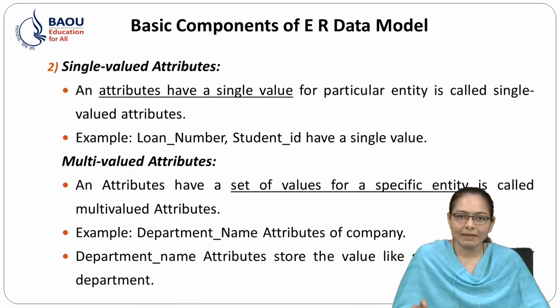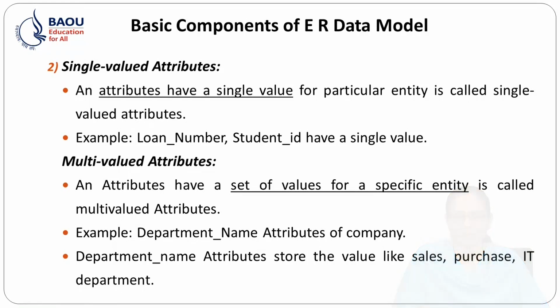Now what are multi-value attributes? Attributes that have a set of values for a specific entity are called multi-value attributes. For example, the department name attribute of a company stores values like sales, purchase, IT department, etc. It is a multi-value attribute. The company has more than one department. The department name has more than one value. So it is called a multi-value attribute.